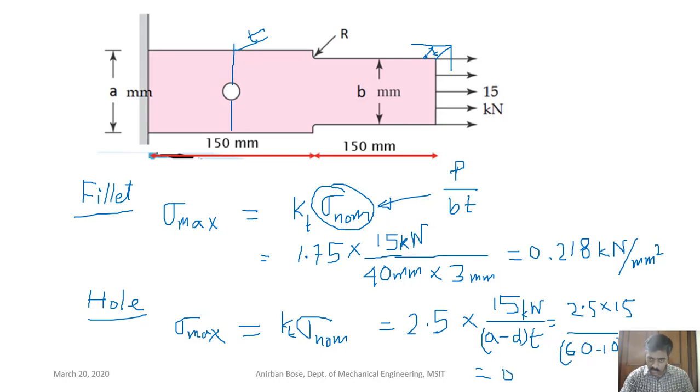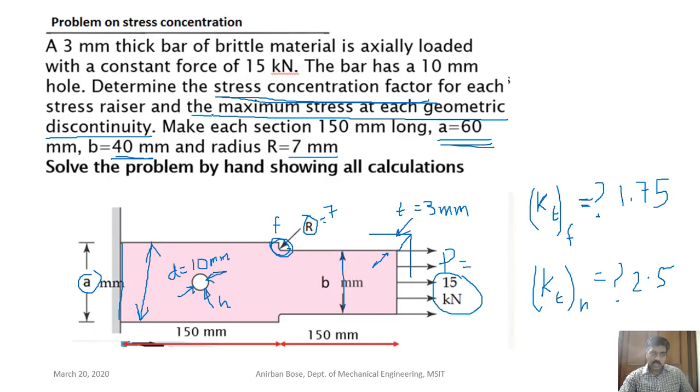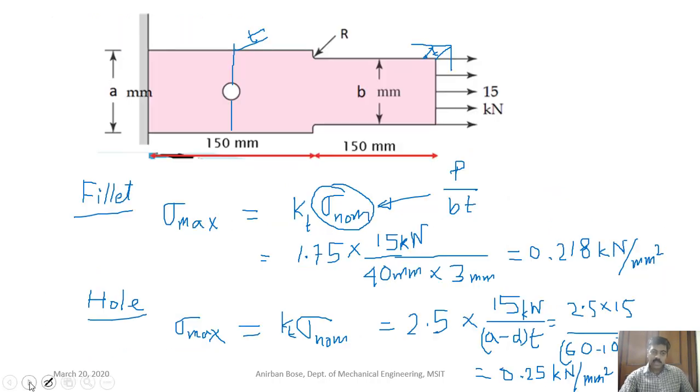It is coming 0.25 kilonewton per millimeter square. Okay, so you can see our solution is complete, because the second part was find the maximum stress at each geometric discontinuity. Okay, so I hope you have understood the problem.